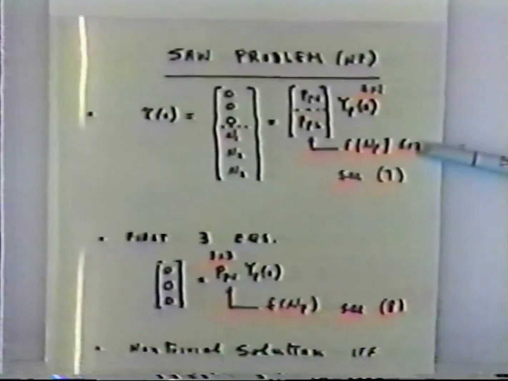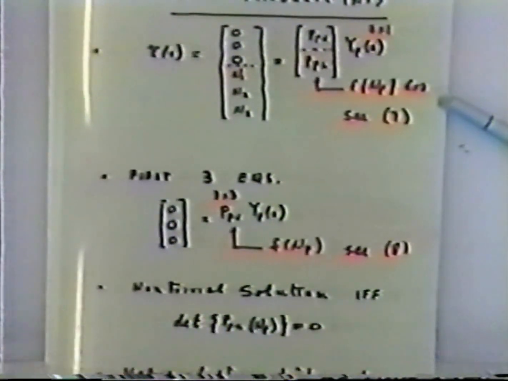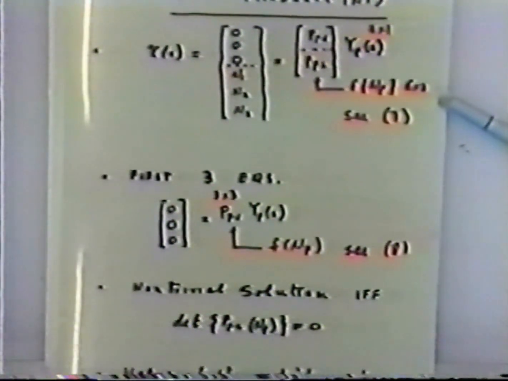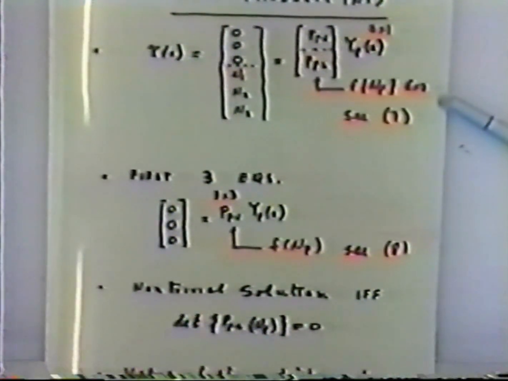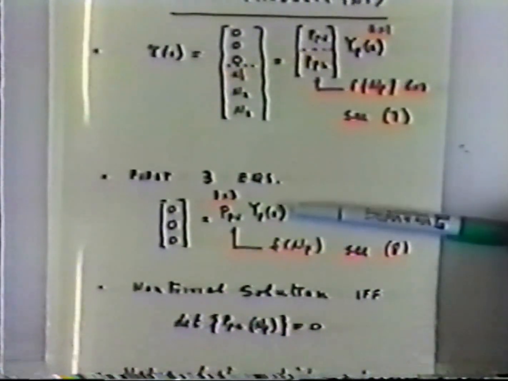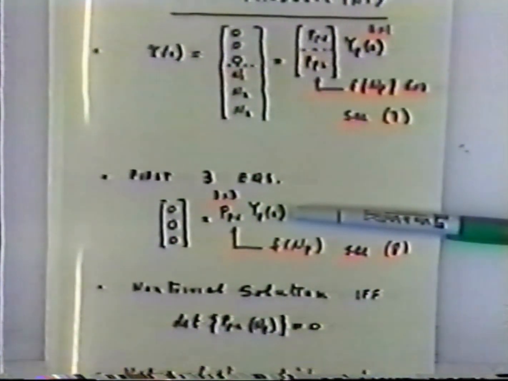If we now take a look at the first 3 of these equations, then we have a three-dimensional 0 vector equal to the upper 3 by 3 block of the P sub P matrix, which is a 3 by 3 matrix, times a set of weighting coefficients. That basically is the statement of the boundary condition for that problem.